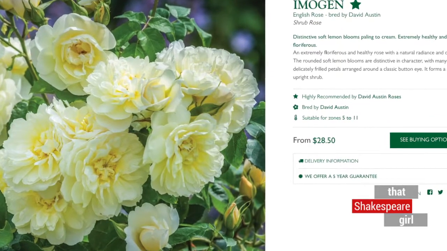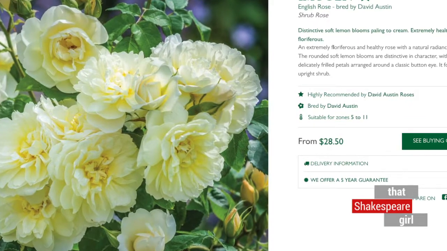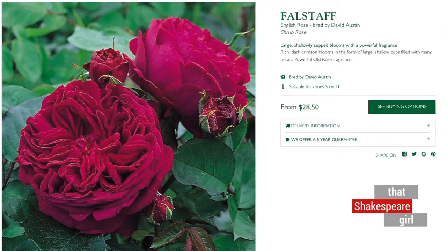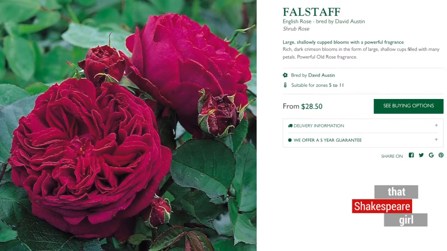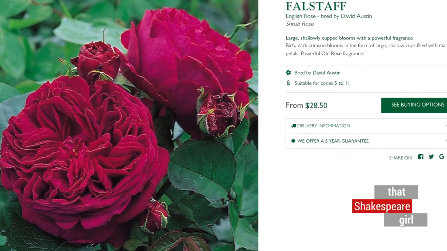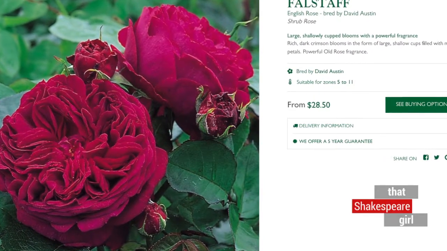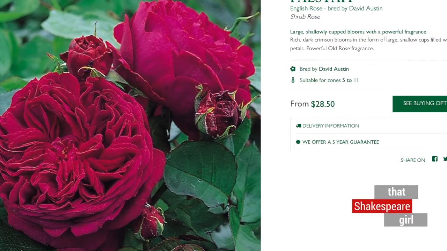And then my personal, probably second favorite after the Sweet Juliet would be the Falstaff rose. Falstaff is an iconic character in William Shakespeare's plays, showing up in Henry IV Parts 1 and 2, Henry V, and Merry Wives of Windsor, which Queen Elizabeth commissioned particularly because she liked Falstaff. So I was very excited to see that David Austin had a Falstaff rose. I think he should get his own rose.